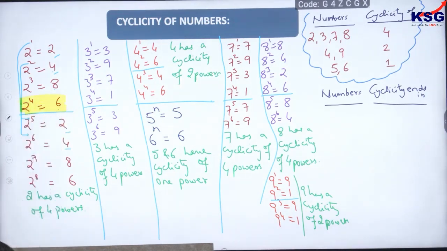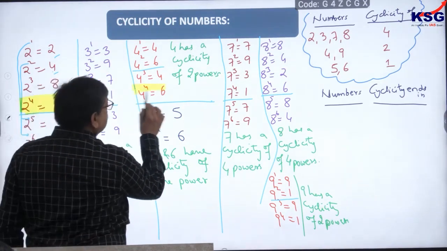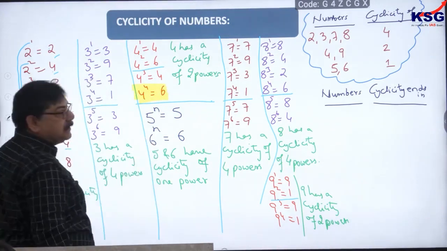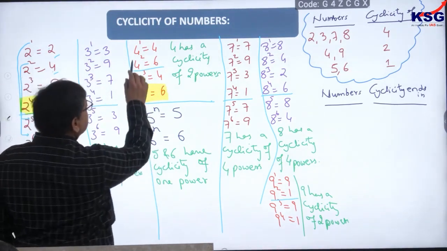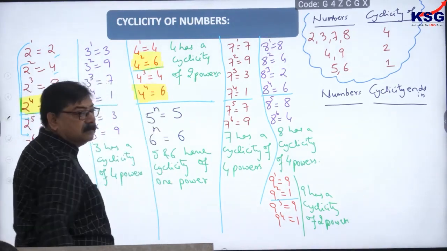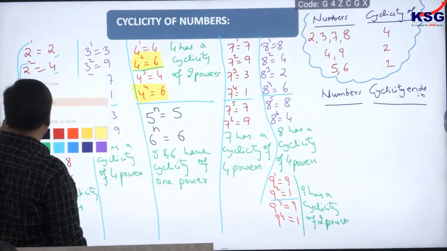Now, if you observe 4, 4 has a cyclicity of 2. So for 4 we will go to 4 to the power of 2. What do you get? 6 here. Correct or not? All right. So I'll just remove this so that there is no confusion.